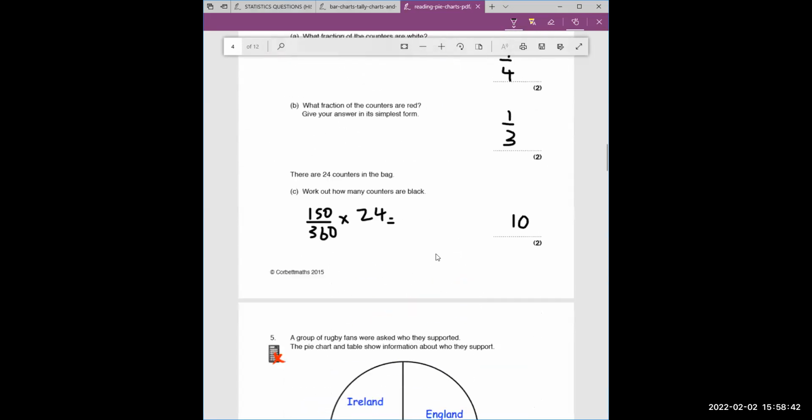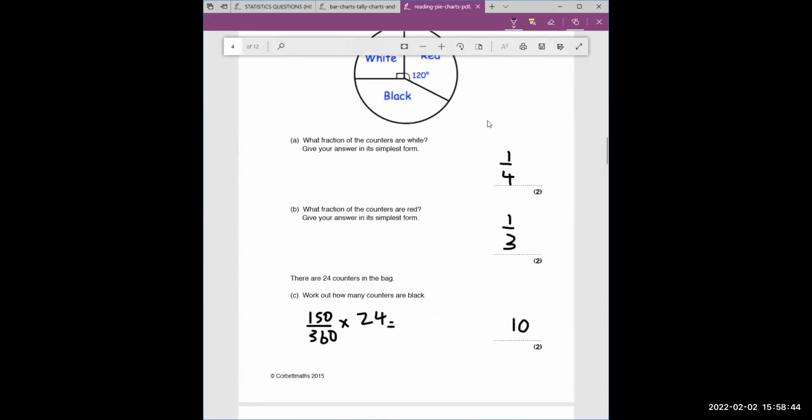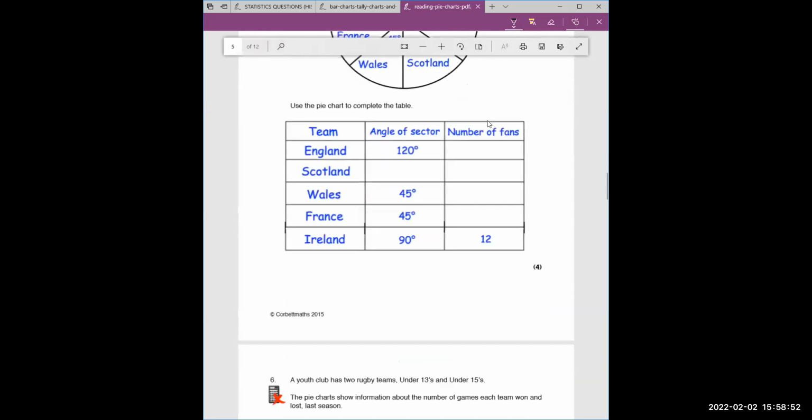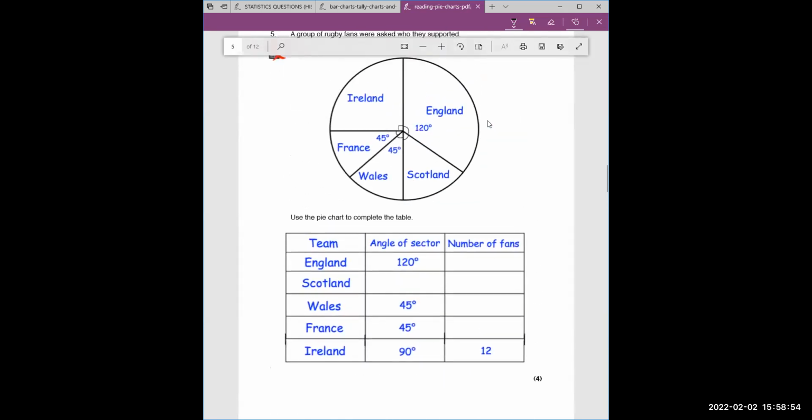So, all right, wait, go down. Let me see one that's going to complete the table. Let me see. But that's easy as well. All right, yeah, do that one for me then.